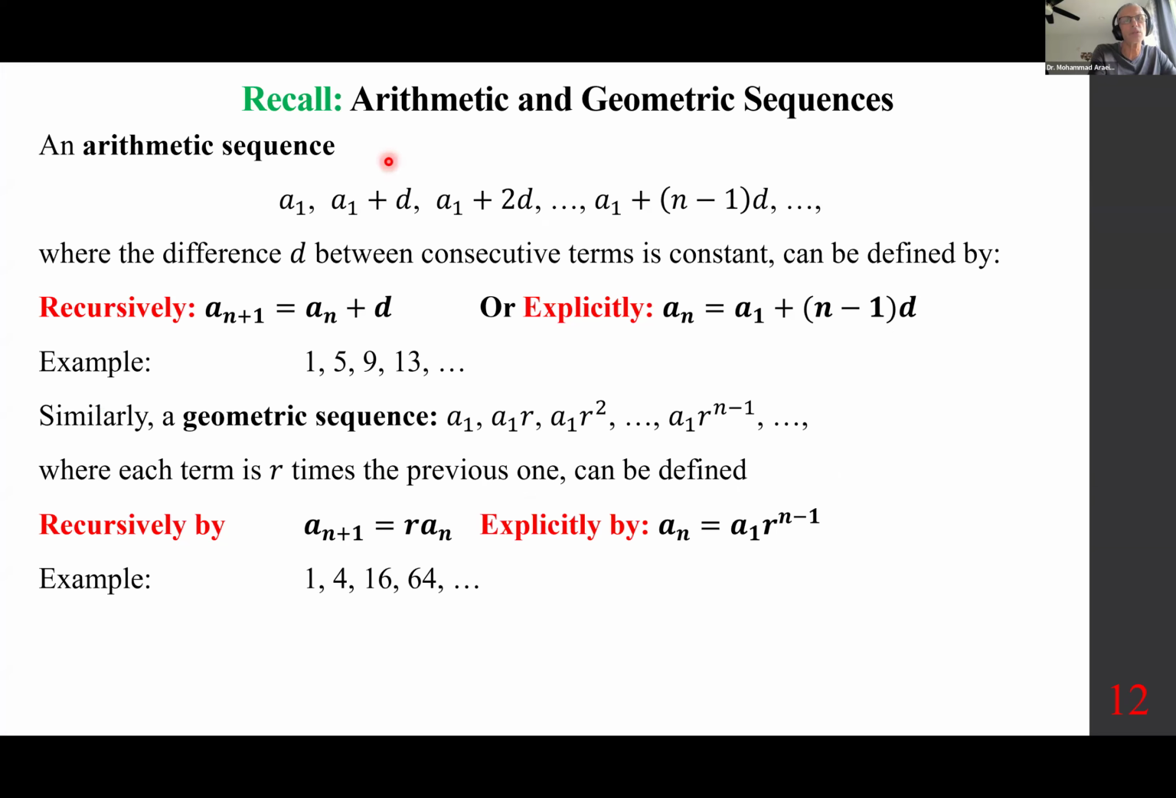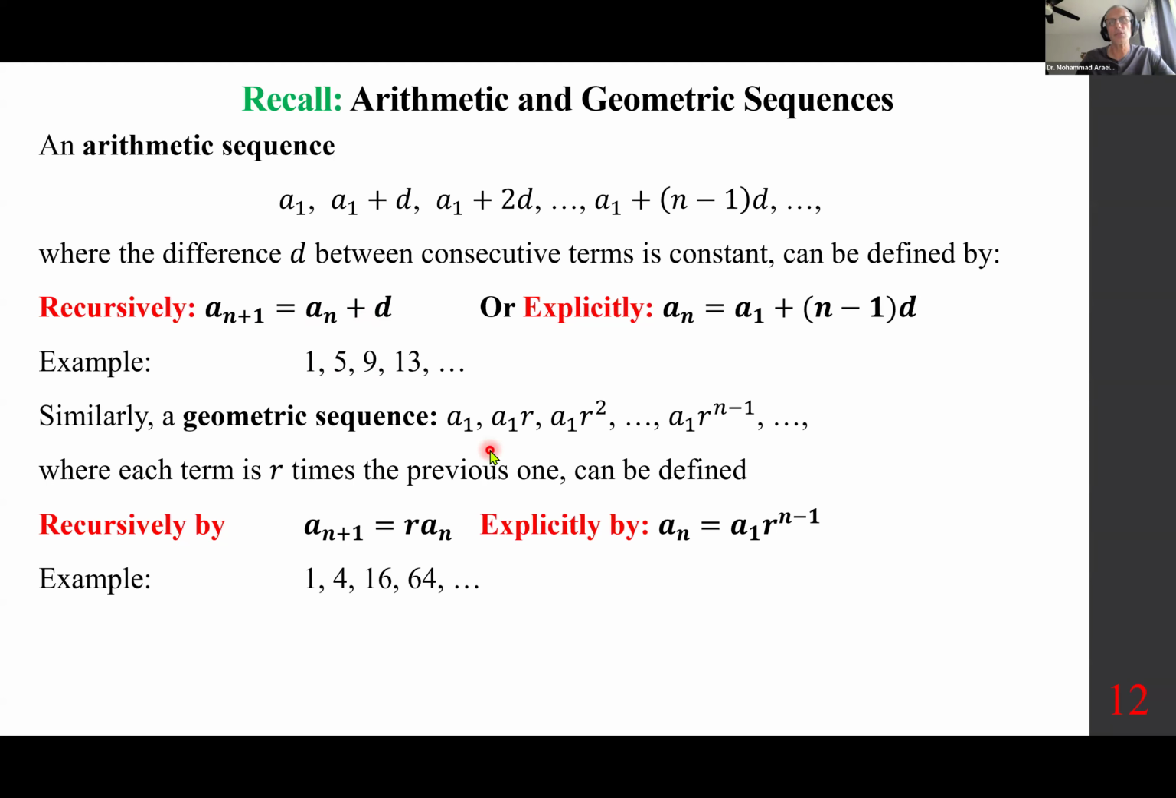An arithmetic sequence is in the form a sub 1, a sub 1 plus d, and we continue indefinitely, where the difference or distance d between consecutive terms is constant. It can be defined recursively as a sub n plus 1 equals a sub n plus d, or explicitly as a sub n equals a sub 1 plus n minus 1 times d. So we are adding 4: 1, 5, 9, 13, and so on.